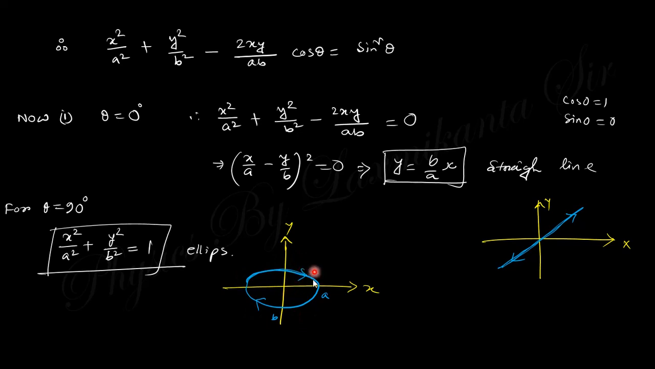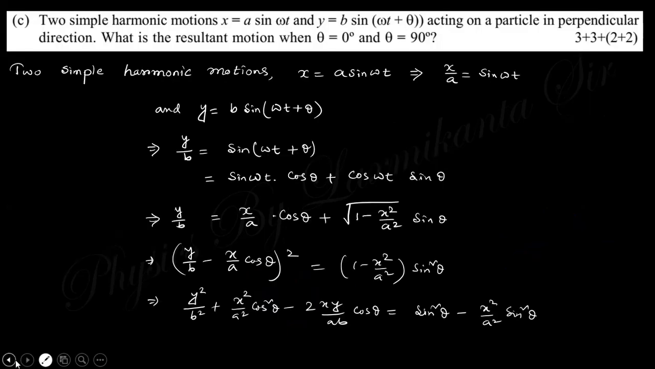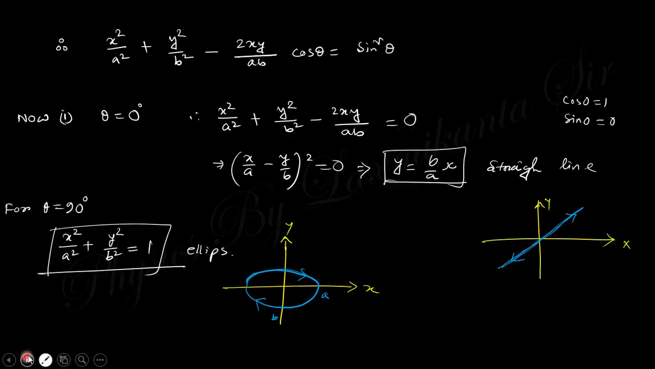Now how can we write the arrow symbol here? You can see when t equals 0, x equals 0, and y equals b sin theta. So with increasing time, x increases and y decreases, x increases and y decreases, that's why it is along that direction. Next one.